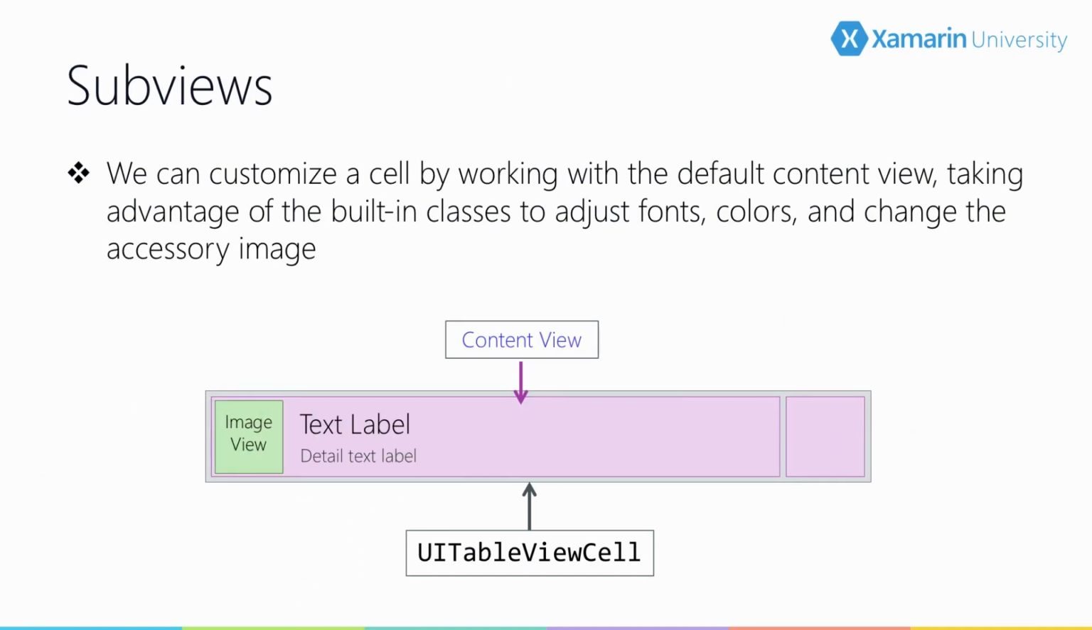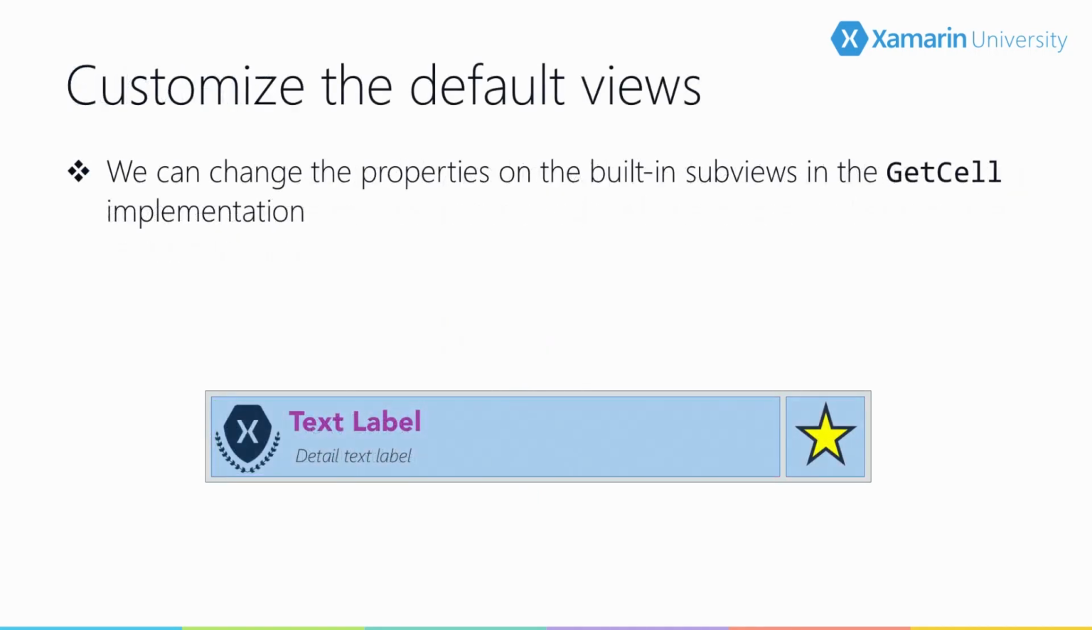The views displayed within the content view are just regular UI labels and a UI image view, and they have the same properties as any UI view you might add to your UI. We can customize the default cell styles programmatically by changing these properties. We'll do this from within the GetCell method in the TableView source.